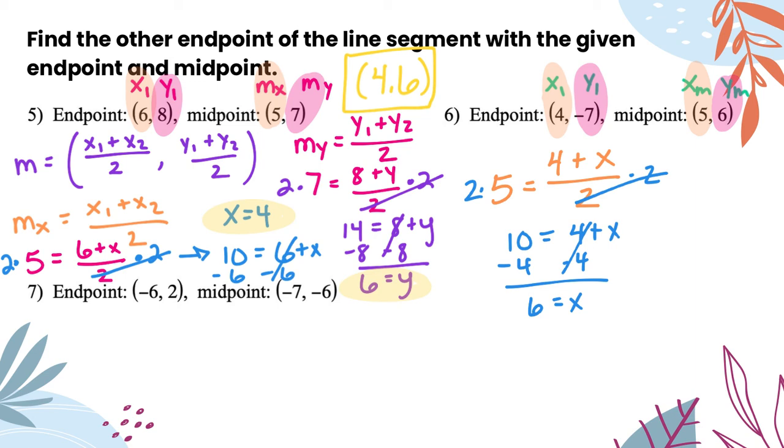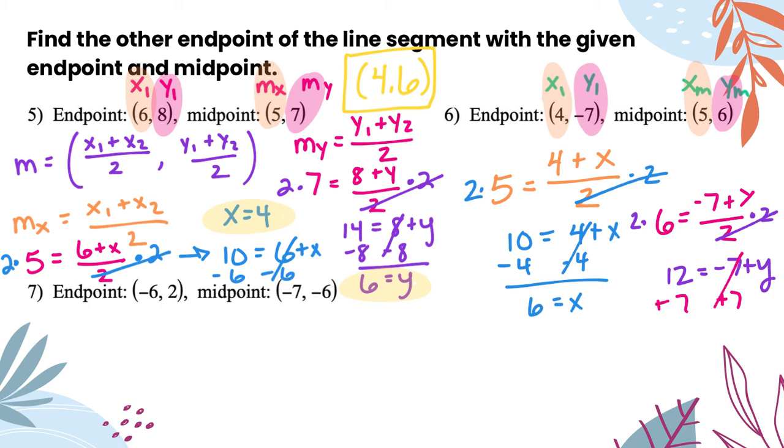Let's do the same thing for the midpoint. Midpoint equals endpoint plus other endpoint divided by 2. Multiply both sides by 2. Get rid of that denominator. 12 equals negative 7 plus y. I'm going to add that 7 to both sides. So 19 equals y. So that means the other endpoint is 6, 19.